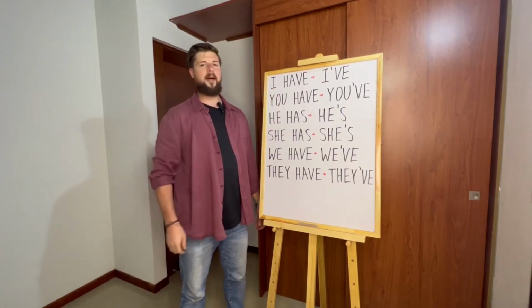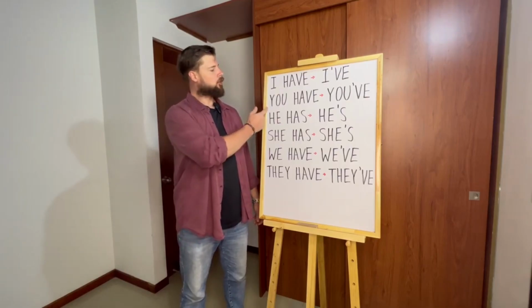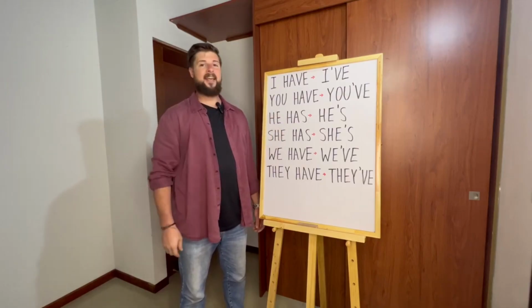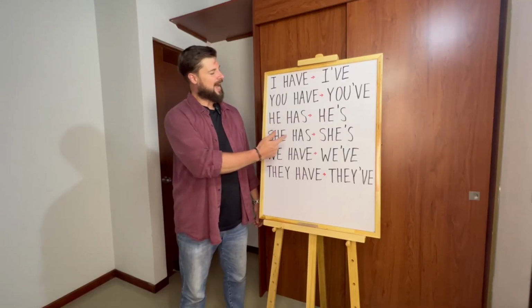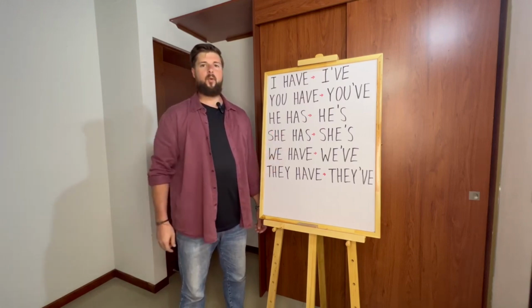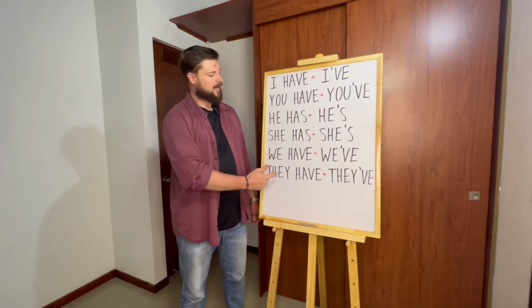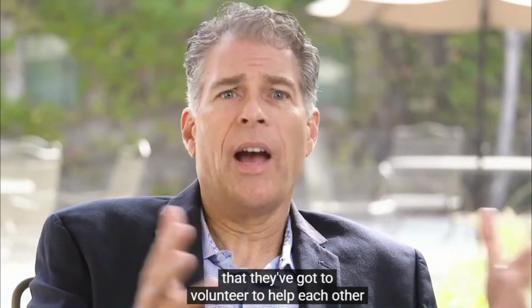I have, I've. I've got anywhere from 5. You have, you've. If you've been in that place where you just felt like you've been grinding and grinding. He has, he's. He's getting mad that I'm trying to pet him. Okay, yeah, I'm done. She has, she's. I have a baby girl now. She's not thinking in ideas. We have, we've. That we've created a tax system that has an... They have, they've. But they all know that they've got to volunteer to help.